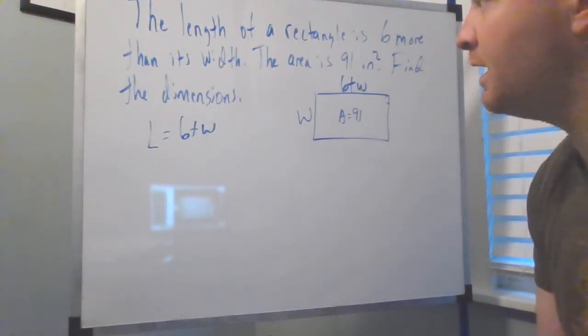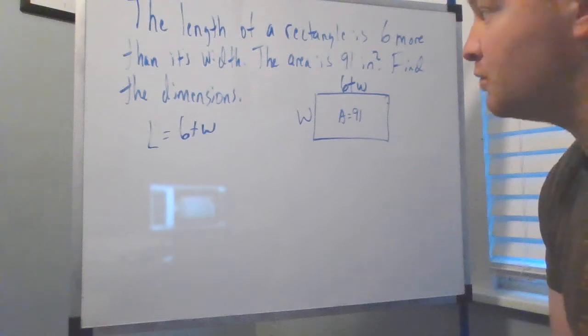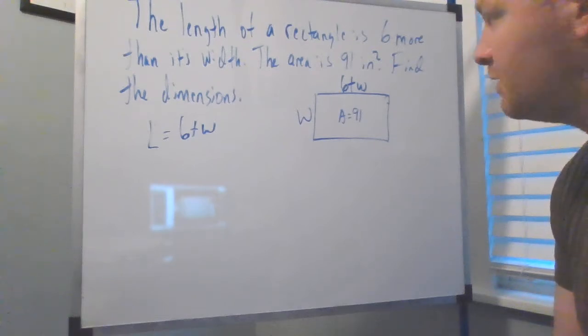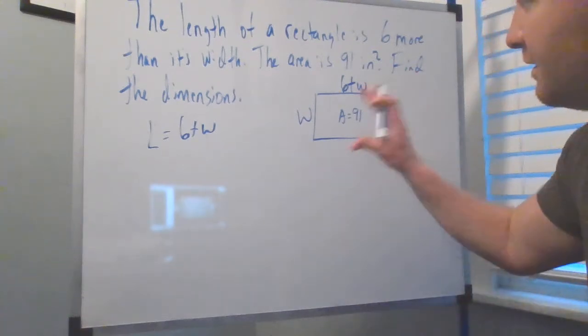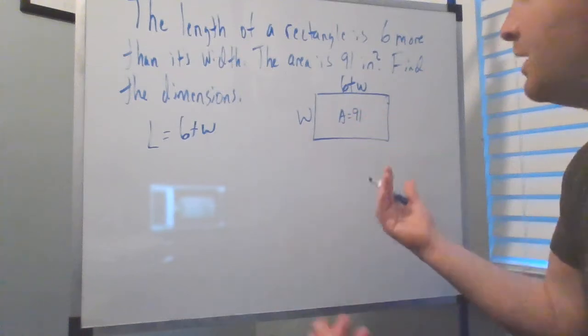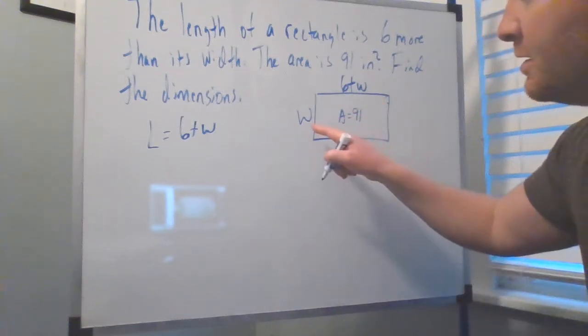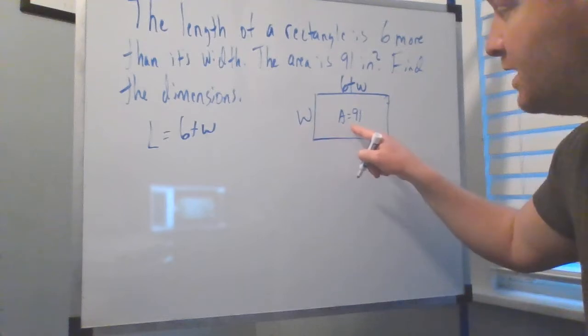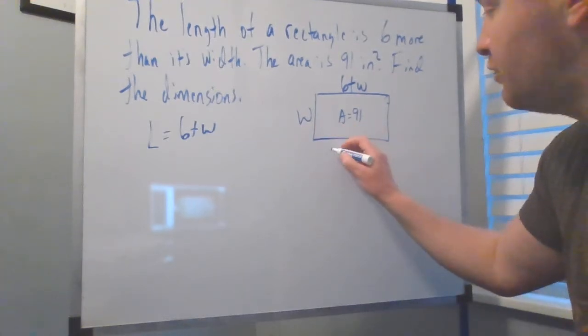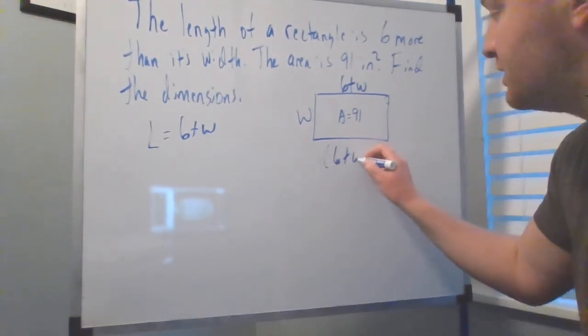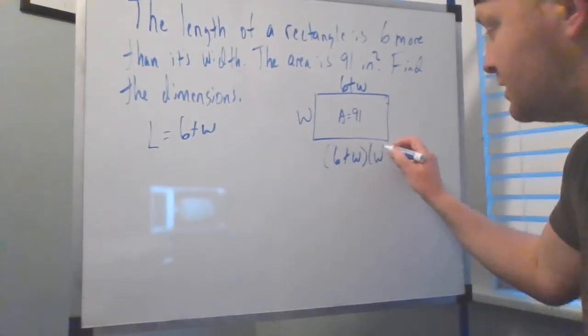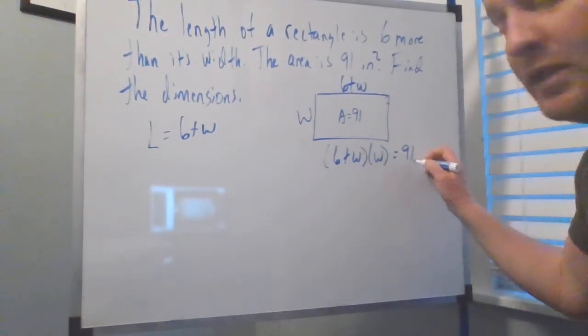I'm going to read it again. The length of a rectangle is 6 more than its width. The area is 91 inches squared. Find the dimensions. Okay, I think I got a pretty solid thing here. So now I'm going to apply what I know about area. And I know that area is length times width equals the area. So in parentheses, I got 6 plus w, times w, is equal to 91.